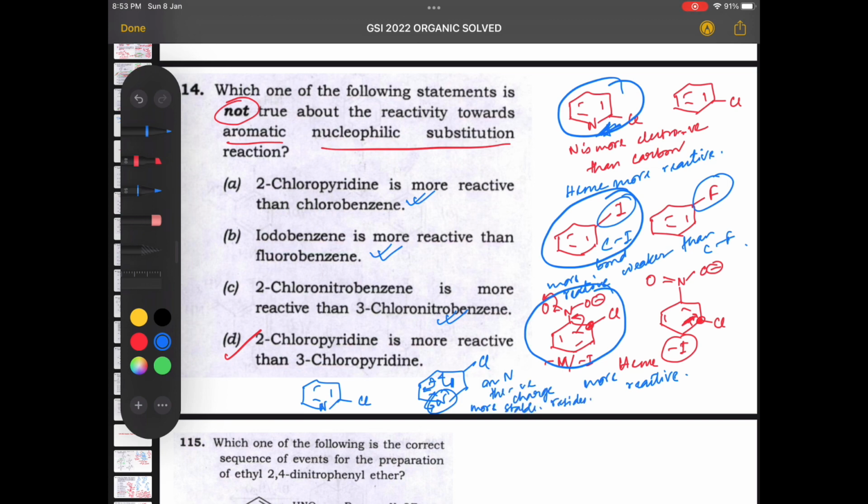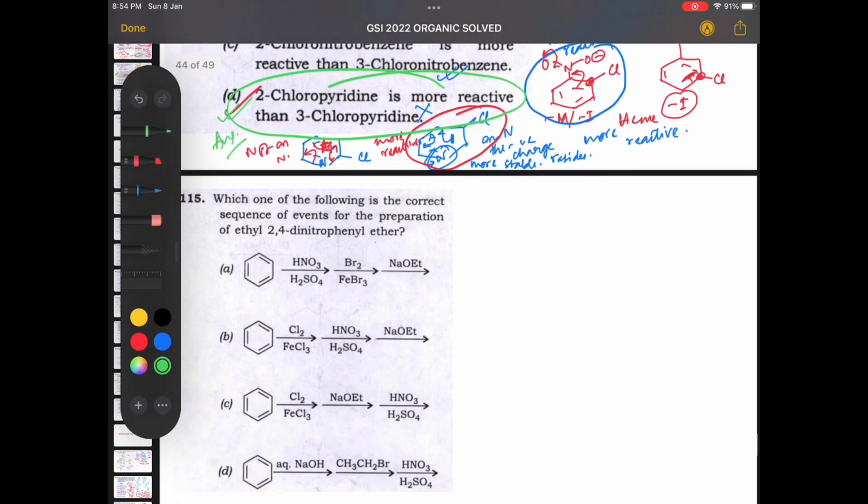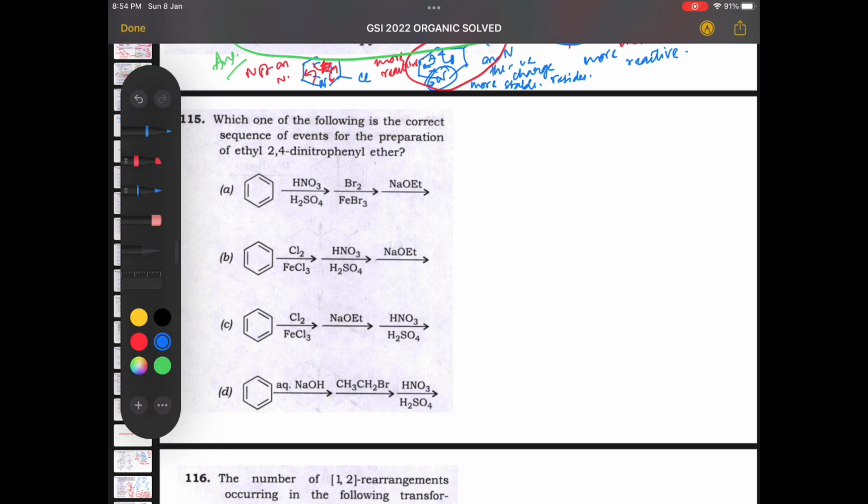So 3-chloropyridine actually once again gets the negative charge on the more electronegative nitrogen, and hence it is more stable at aromatic nucleophilic substitution reaction, and hence the reactivity is more. And so the statement D is incorrect, that 2-chloro is more reactive. Okay, so let us go to the next question.